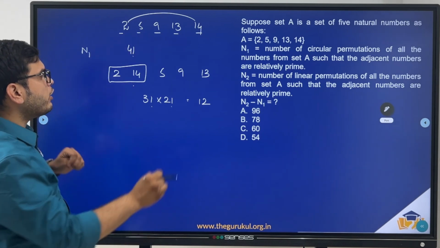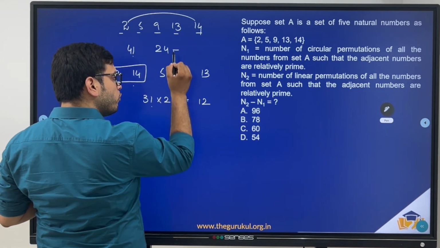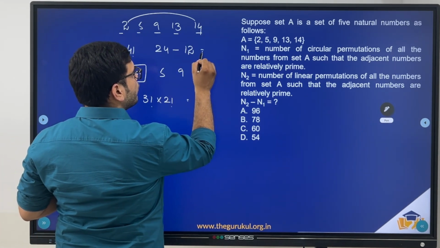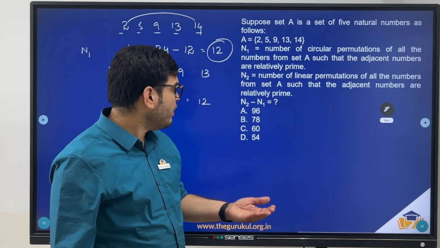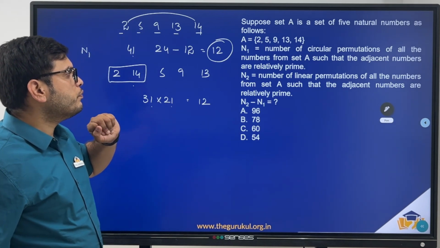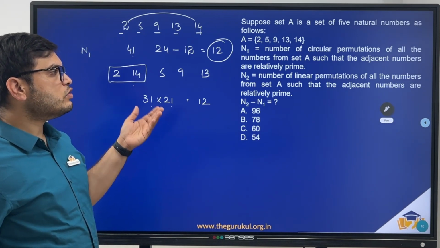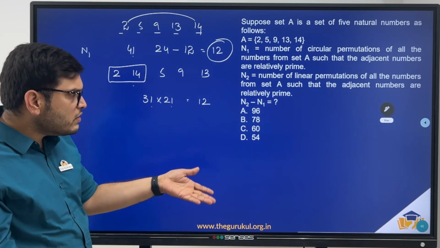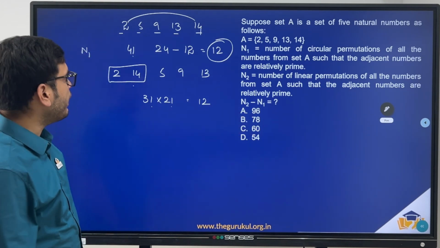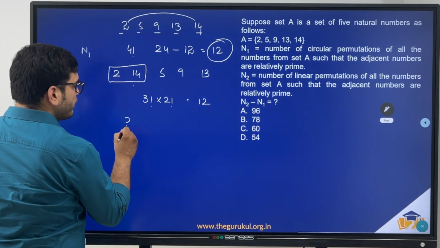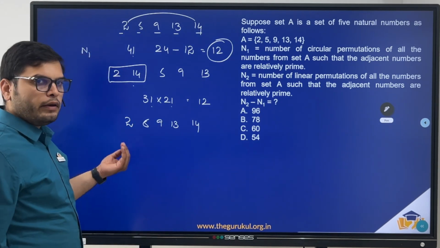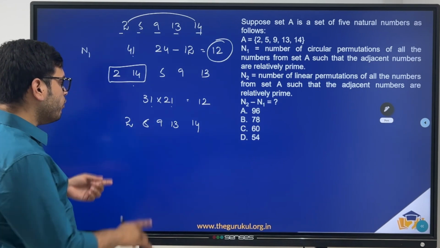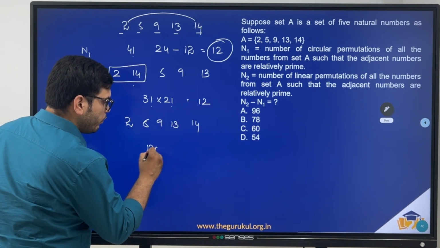So, from these 4 factorial, 24 ways, we do not want these 12 ways. So the value of n1 is 12. Now coming to n2. N2 is equal to number of linear permutations of all the numbers from set A such that the same case, the adjacent numbers are relatively prime. Right. So if I have to arrange 2, 5, 9, 13 and 14 in a linear row, how many ways do we have? 5 factorial, 120 ways.